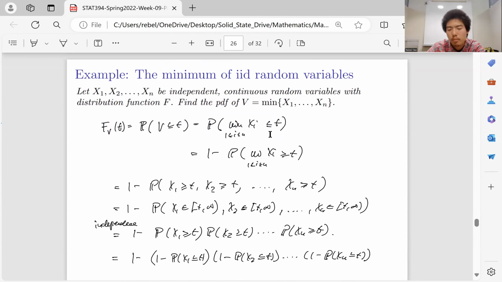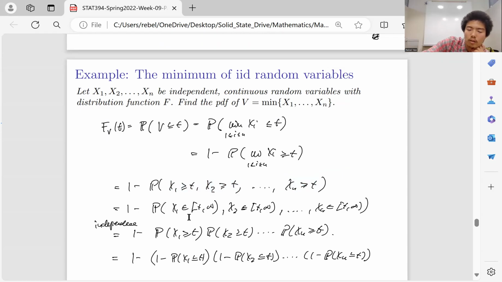And now we can use the independence property, so this one is equal to X1 larger or equal to T, X2 larger or equal to T, and Xn larger or equal to T. Or we can write it in another form, like X1 is in the range of T going from T to infinity, and the same condition for X2, X3 to Xn.